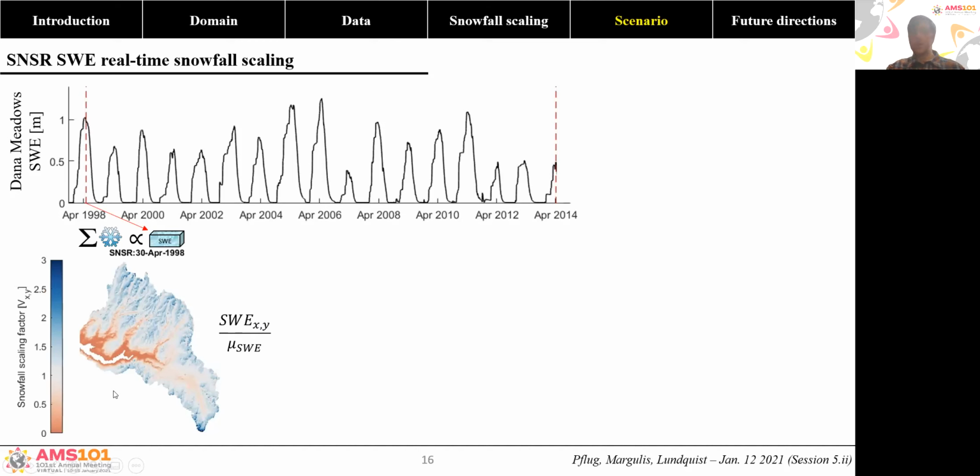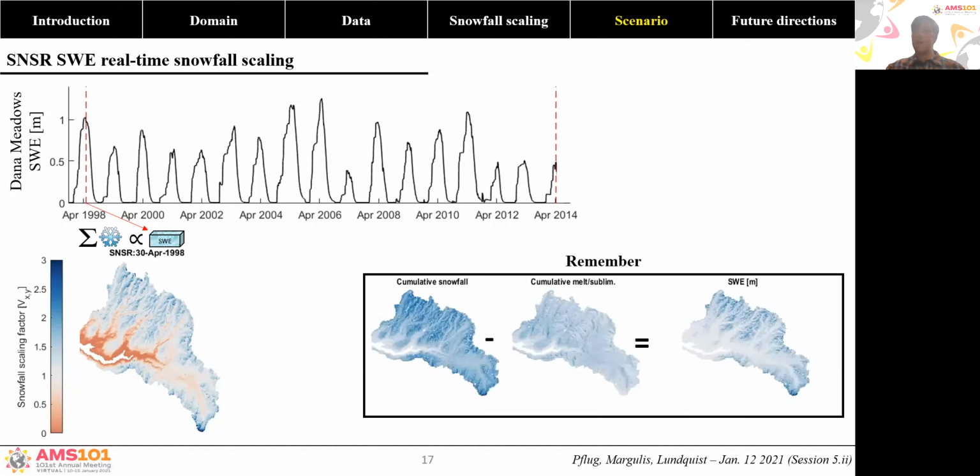But of course, like I mentioned earlier, SWE at any point in time is not just a product of the snowfall that occurred at that grid cell, but it's also the overlapping effect from the cumulative snowfall at every grid cell minus the amount of snow that left via sublimation or snowmelt.